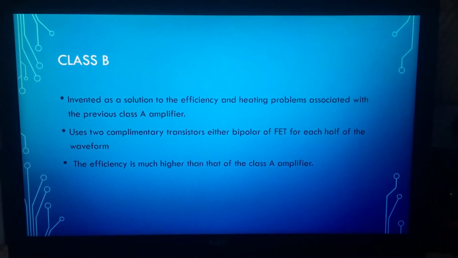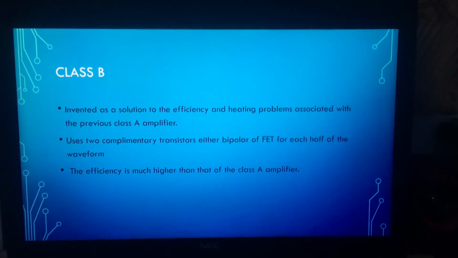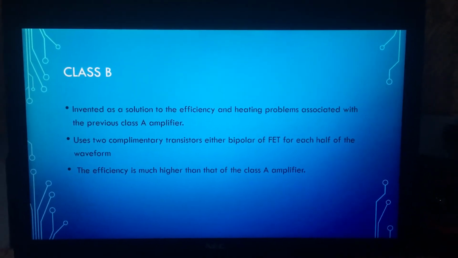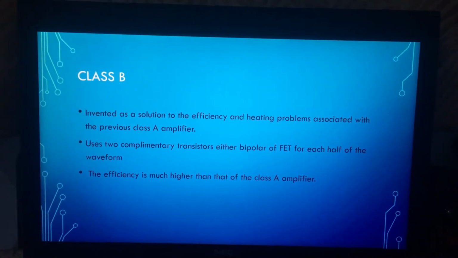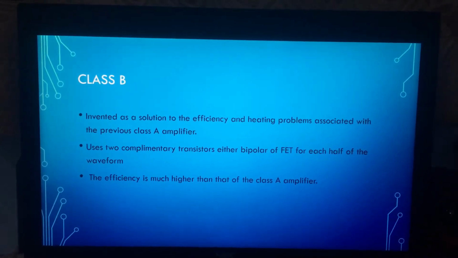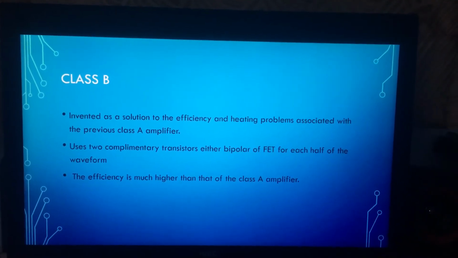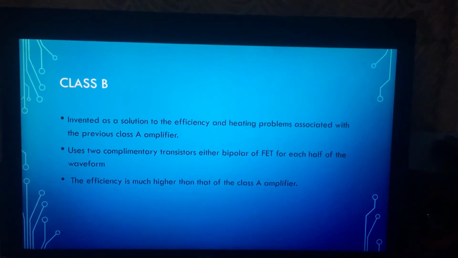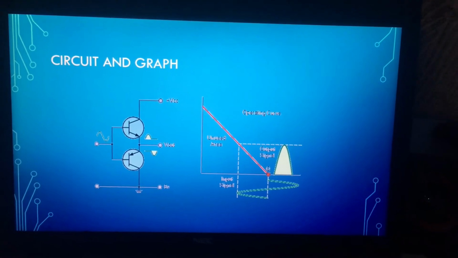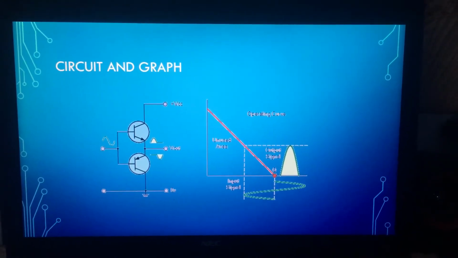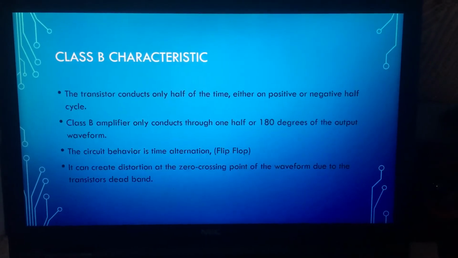Class B is invented as a solution to the efficiency and heating problem associated with the previous class A amplifier. It uses two complementary transistors, either bipolar or FET, for each half of the waveform. The efficiency is much higher than that of class A. Okay, this is the class B characteristic graph and circuit.